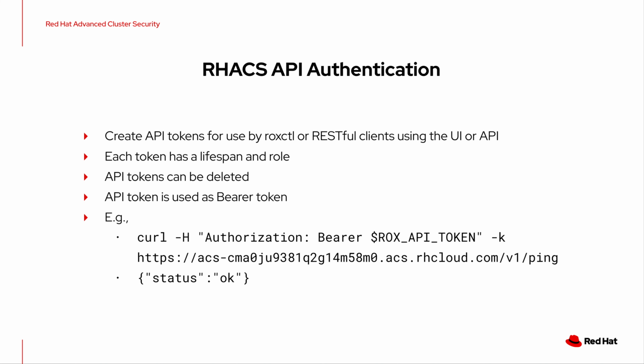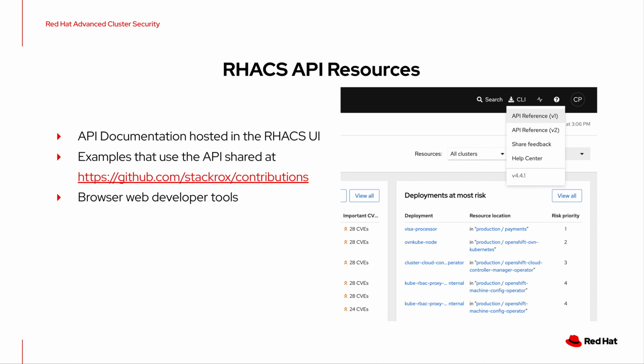I've got my API token here in a shell variable called ROCKS_API_TOKEN. And this is a pretty common way. RoxctL uses the same variable for its API token as well.